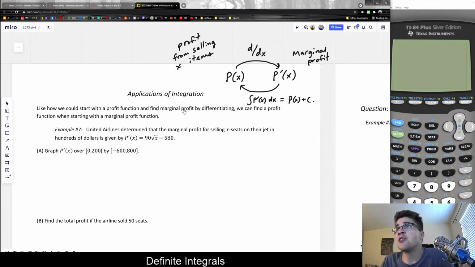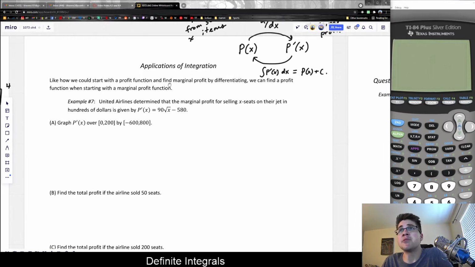But anyways, let's look at this particular example, number 7. It says United Airlines determined that the marginal profit for selling X seats on their jet, in hundreds of dollars, is given by P prime of x equals 90 times the square root of x minus 580. Essentially, we have a function which models the rate of change of their profit function.